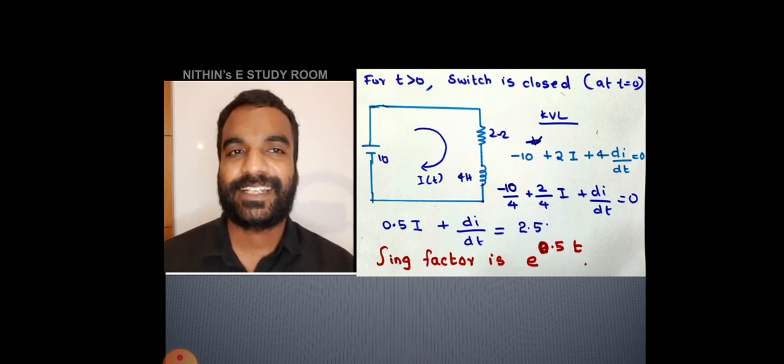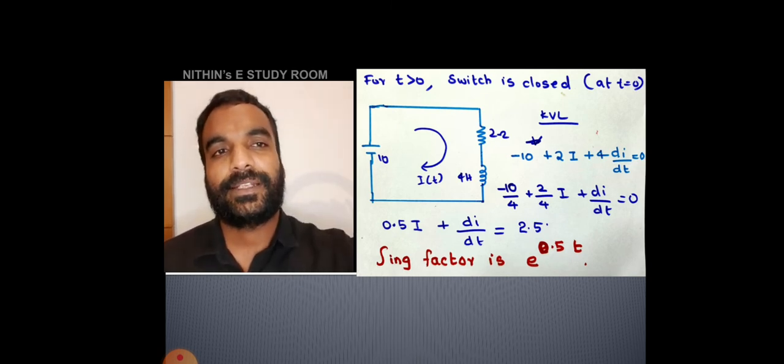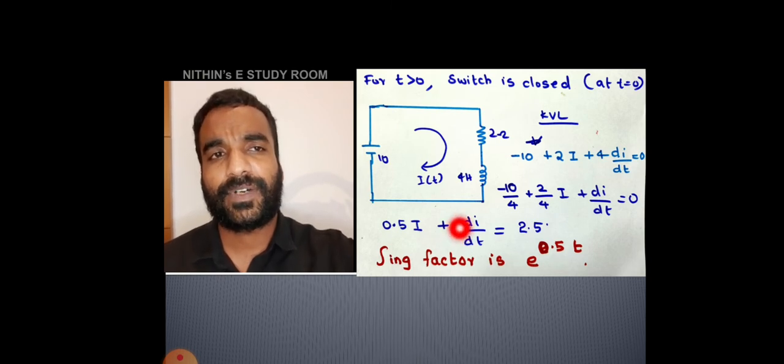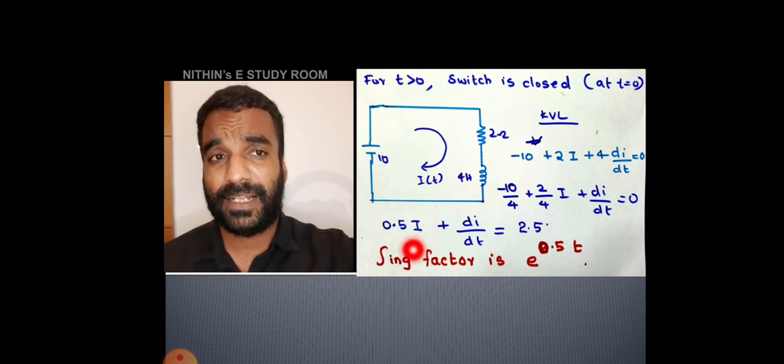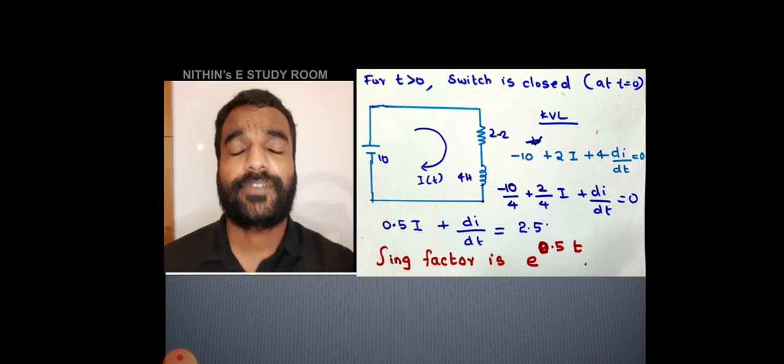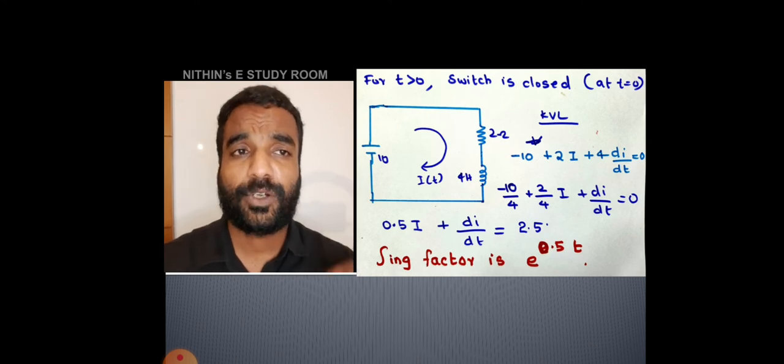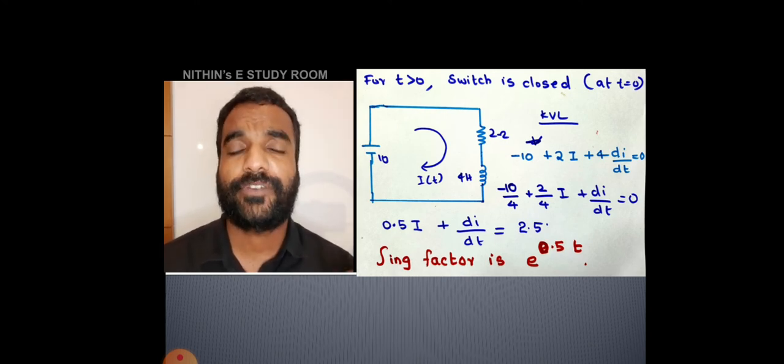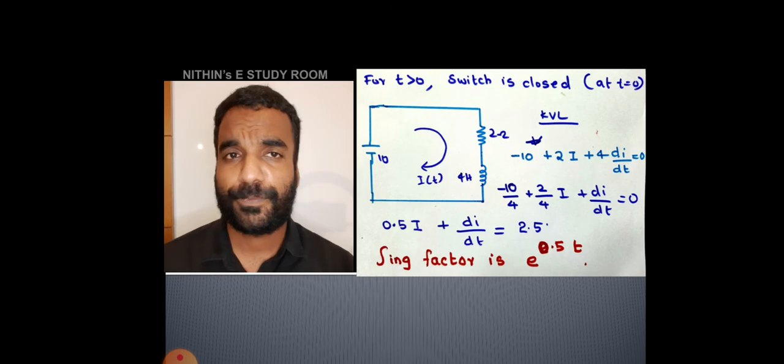So, what is the integrating factor? Initially you made the coefficient of di by dt as 1. So, the integrating factor is the exponent of the coefficient of the basic variable I. So, e raised to 0.5t.